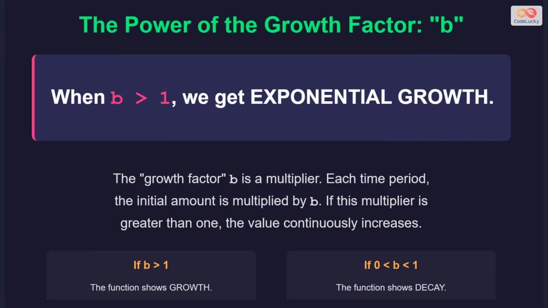Let's break down the formula. Y represents the final amount. A is the initial value, or what you start with. B is the growth factor, which is the number that gets multiplied over and over. And x is the exponent, which usually represents time or the number of growth periods.